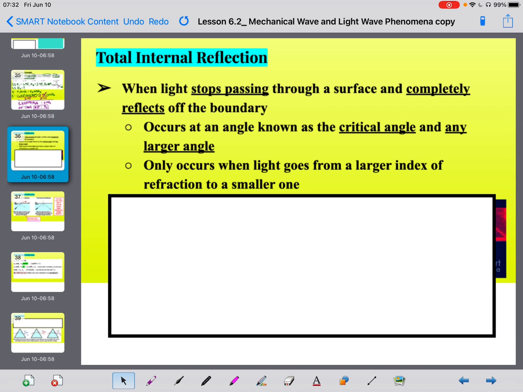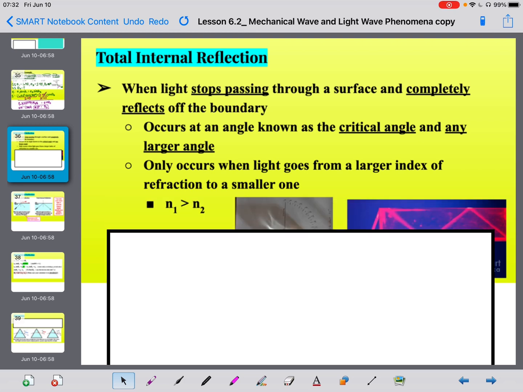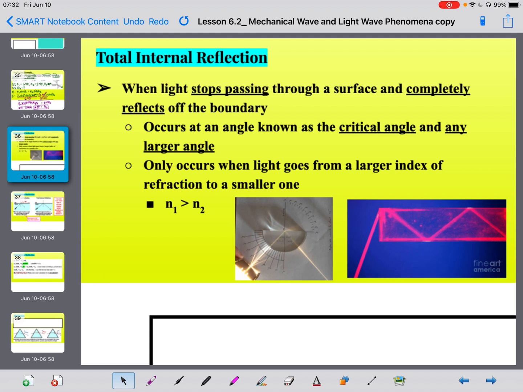This is only going to occur when light goes from a larger index of refraction to a smaller one. So essentially, you're going from something that is more dense to less dense, okay? So for example, you have this piece of glass here. They are shining in some sort of light, and it is completely getting reflected in the material here. Likewise, this is happening here as well. It is completely getting reflected within that material.